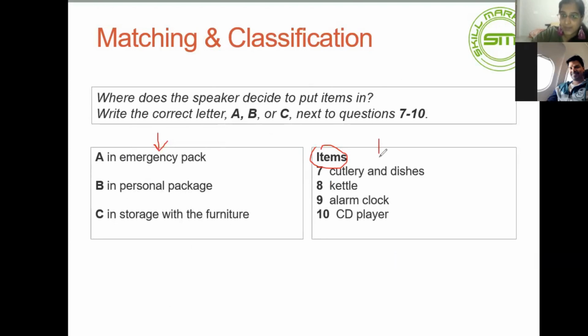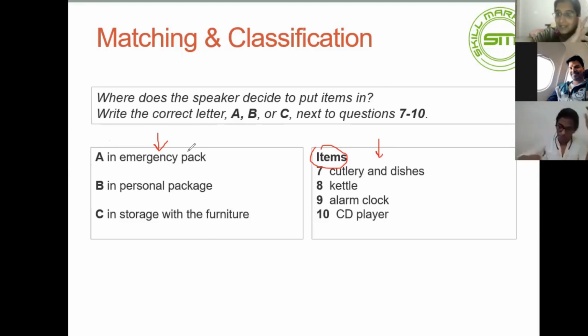And there are 4 items, which means there is a possibility of one particular location being repeated, because you have 4 items but only 3 places where this person can put the items. So for cutlery and dishes, there will be a repetition for sure. Is it clear? If it's clear, just drop it in the chat. Okay. Let me just play the audio clip, please.